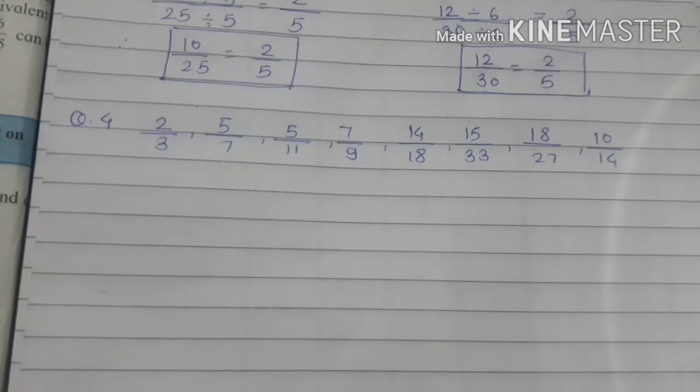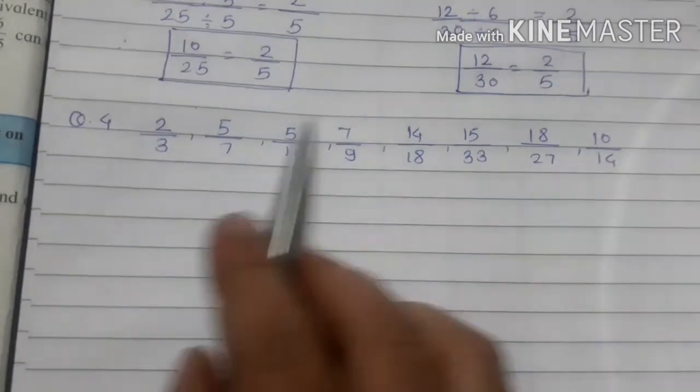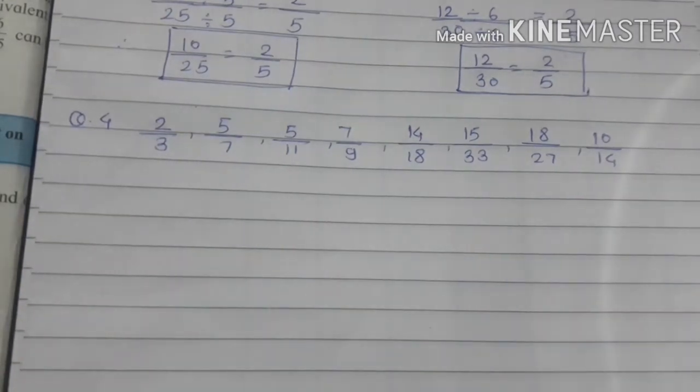Now we have to pair up which are equivalent. Is it these both are equivalent or not? Then is it these both are equivalent or not? Like that we have to collect the pair of equivalent fractions. So let's see. These are the given fractions. Now we have to find the pairs which are equivalent.